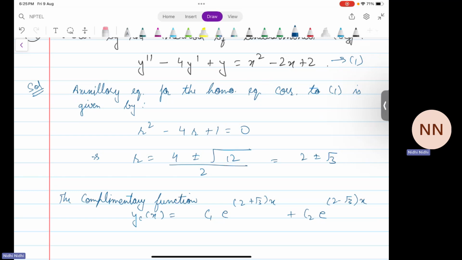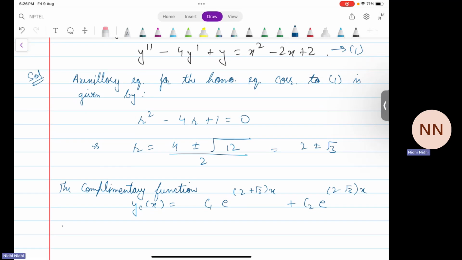Now we need to find the particular solution. It should be linearly independent to both these functions and somewhere similar to this non-homogeneity. So clearly this non-homogeneity is a polynomial, and these functions are exponential functions. So they are linearly independent. We can take the solution to be some polynomial. So let yp(x) be equal to some quadratic polynomial.